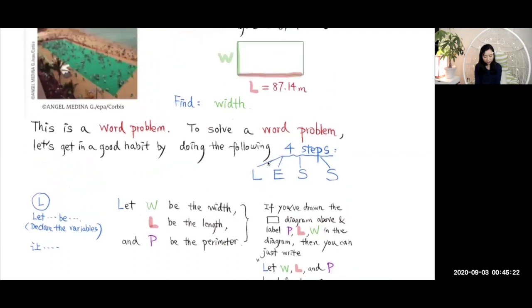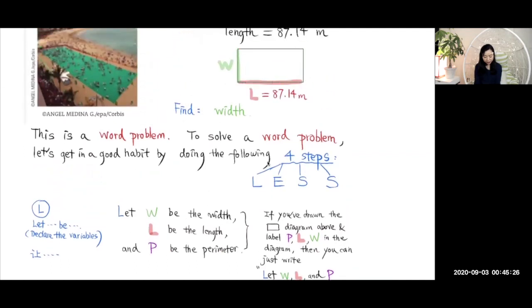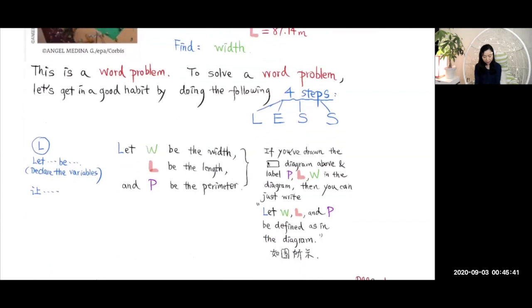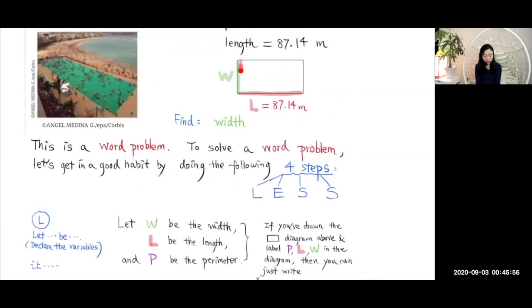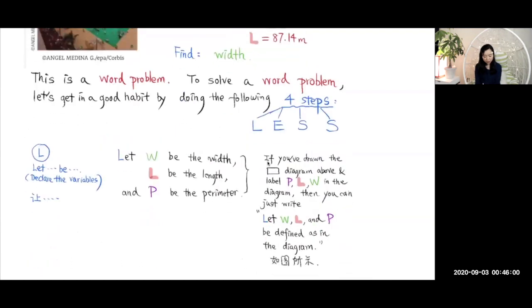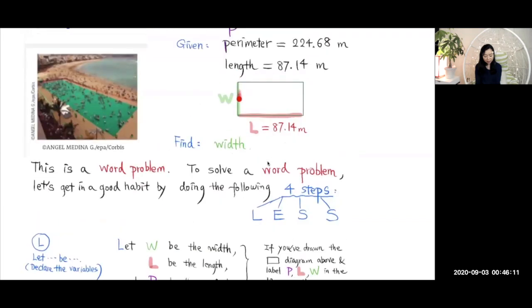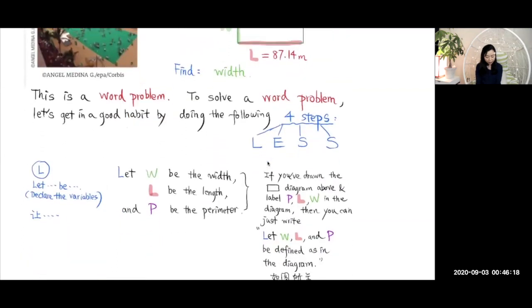However, if you have drawn this diagram right here, then you can label this diagram with those variables: L here, W here, and then the perimeter to be this. Then you can just write down here that W, L, and P be defined as in the diagram above. Because you already labeled over here, you can use this one sentence. That might save you some time writing down all the sentences. You can just look at the diagram and see it is already labeled right here. So that is the first step.